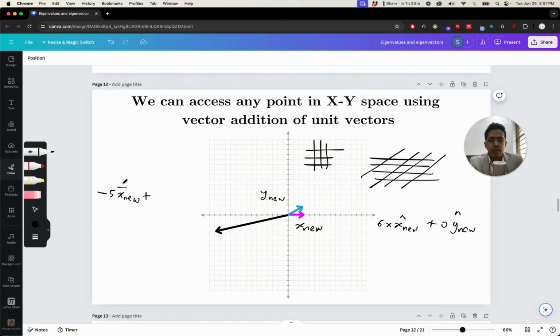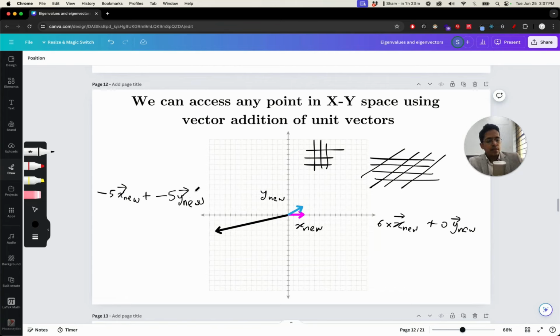So this is a vector. Oh, there is a small mistake here. This is not x new cap. It's just x new vector. It may not be a unit vector, so I should not write cap on top of it. So minus 5 times x new vector plus, how about y? In y also it's kind of in the negative direction, correct? So maybe this is plus minus 5 y new, something like this.